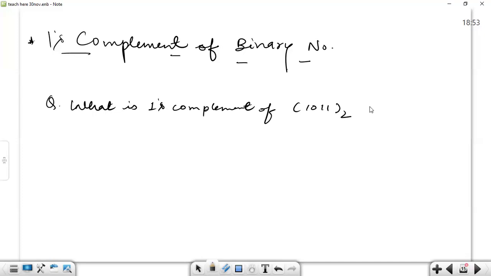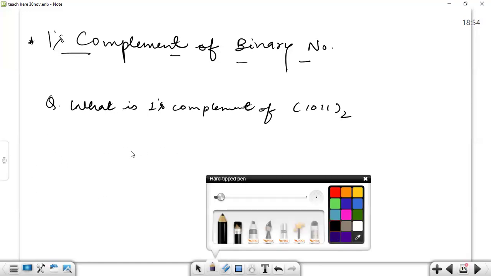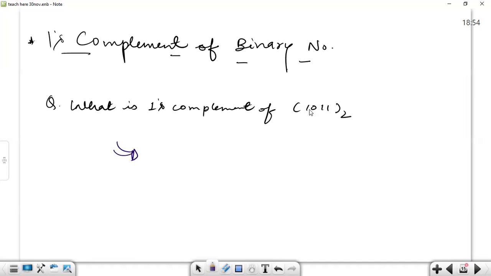And all you have to do is conversion. How will you write the answer? Simply write 0 at the place of 1 and 1 at the place of 0. So 1 will be replaced by 0, 0 will be replaced by 1, 1 will be replaced by 0. So this is the first complement of this given binary number.